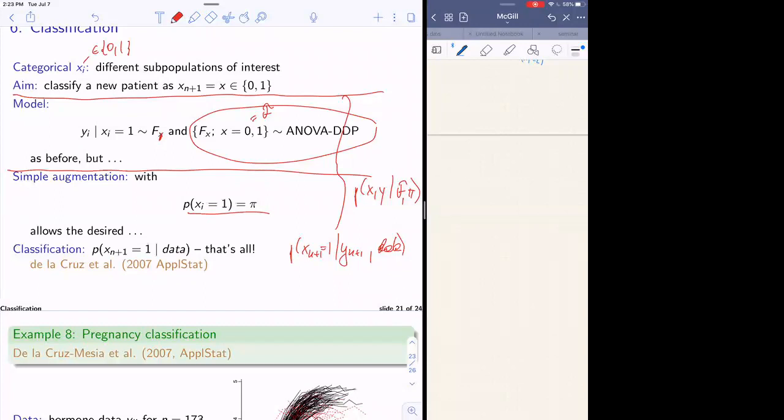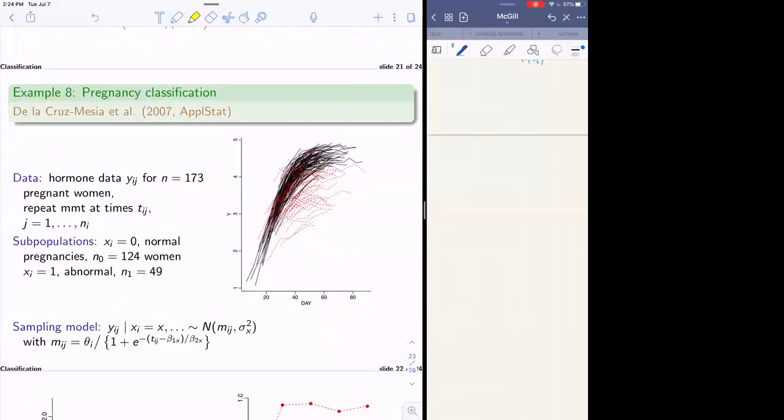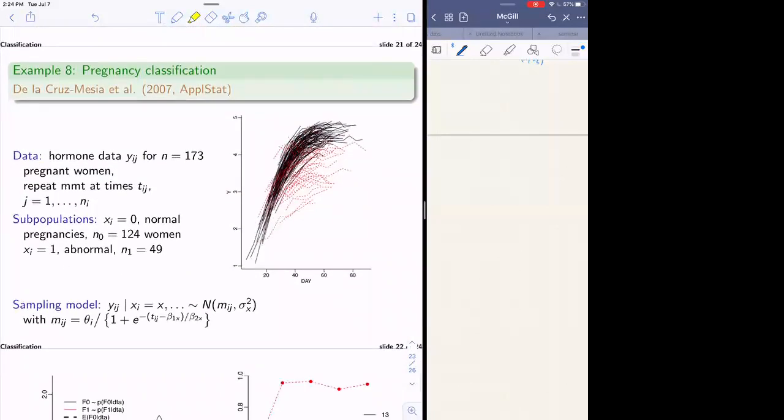So that's it. Really the only addition to what we had before was this trivial line. Nothing else. Everything else was just vanilla DDP, straightforward DDP for a simple covariate space. It was just X equals 0, 1. Here's the example. Maybe let's start with the sampling model, because there's a little twist to it.